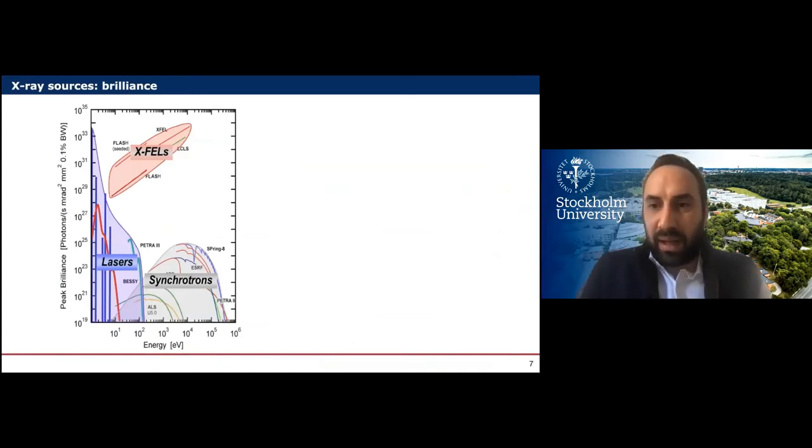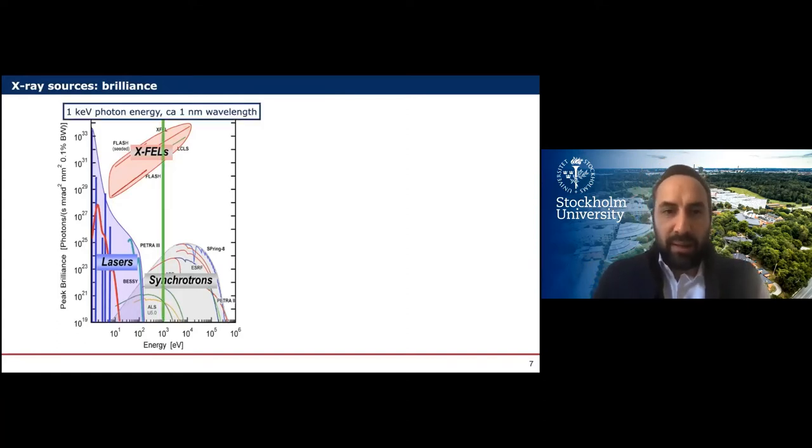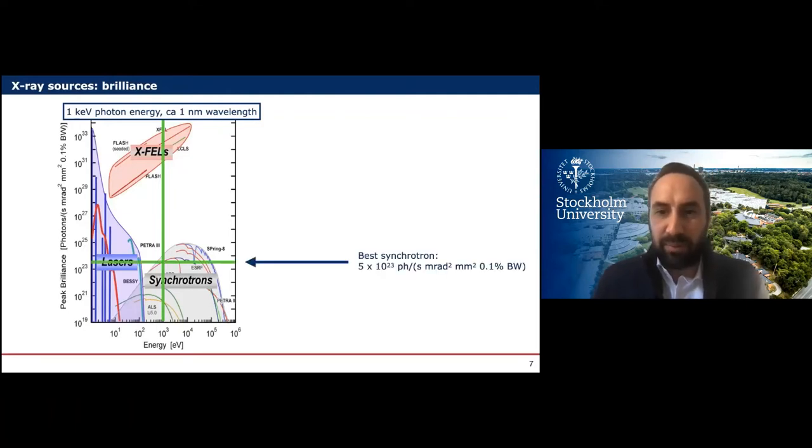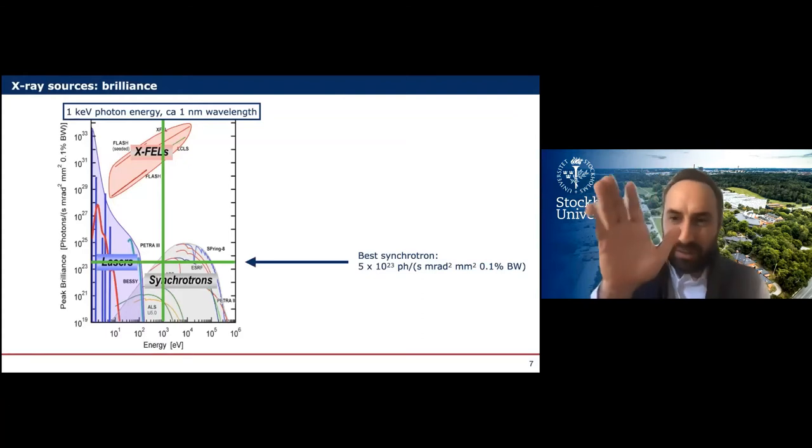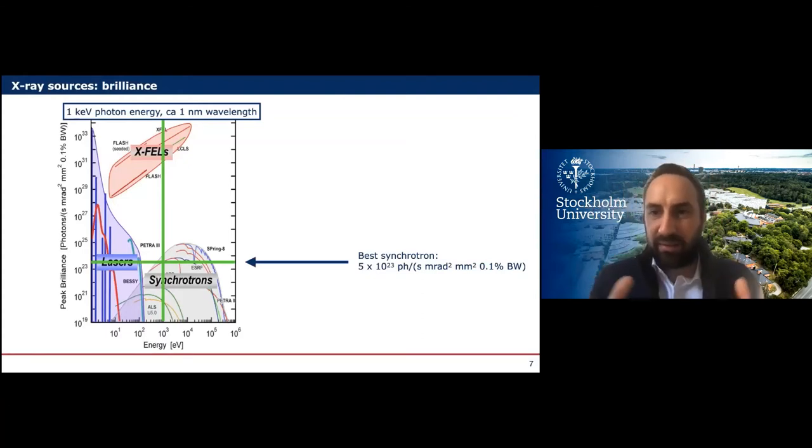Just to give you an idea of what an FEL can do, what was the jump given by the FEL in terms of brilliance, which is usually a quantity that we like to calculate for synchrotrons or light sources. Let's look at the point of 1 kilo electron volt photon or 1 nanometer wavelength, so soft X-rays, let's put it this way. The best synchrotron has this number. Forget about the unit; of course it tells you how many photons per second, what is the angle, what is the area, what is the bandwidth. It's the standard way to define brilliance. But this exponent is important. It is 10 to the 23.